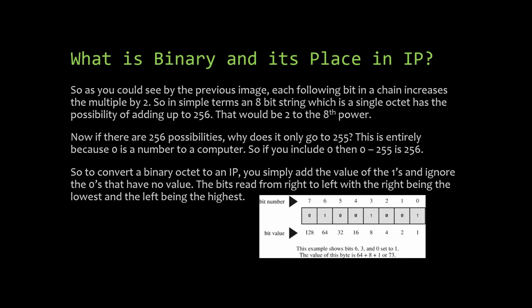So what is binary in its place in IP? As you can tell by the previous image, each following bit in a chain increases the multiple by 2. So in simple terms, an 8-bit string, which is a single octet, has the possibility of adding up to 256. That would be 2 to the 8th power. Now, if there are 256 possibilities, why is it only going to 255? This is entirely because in a computer, 0 is a number. So if you include 0, then the possibilities are 0 through 255, which equals 256 numbers. So to convert a binary octet into IP, you simply add the value of the ones, ignore the zeros that have no value. The bits read from right to left, with the right being the lowest and the left being the highest.